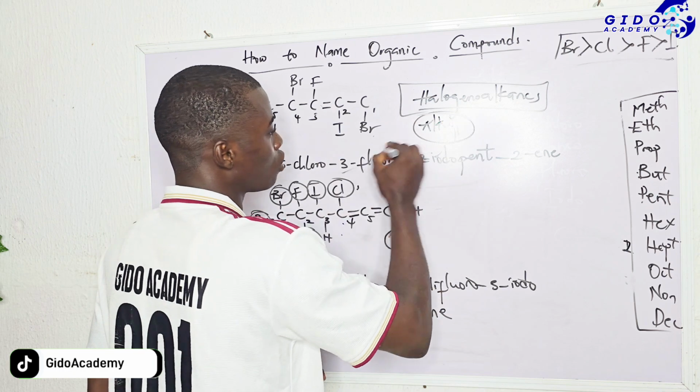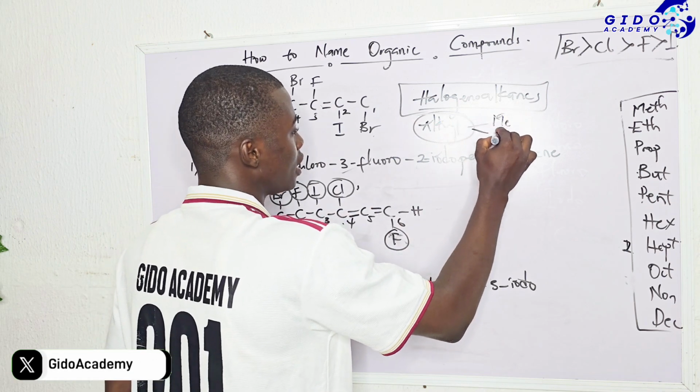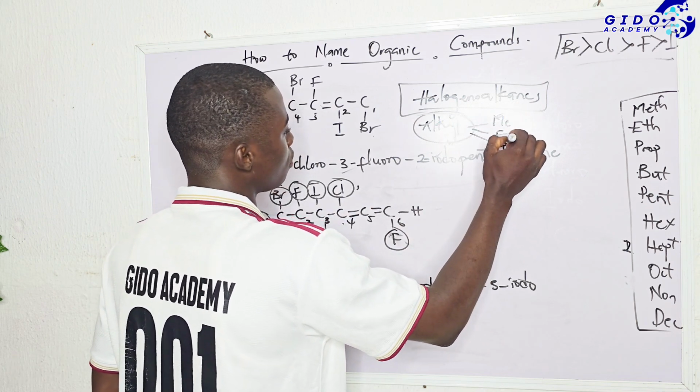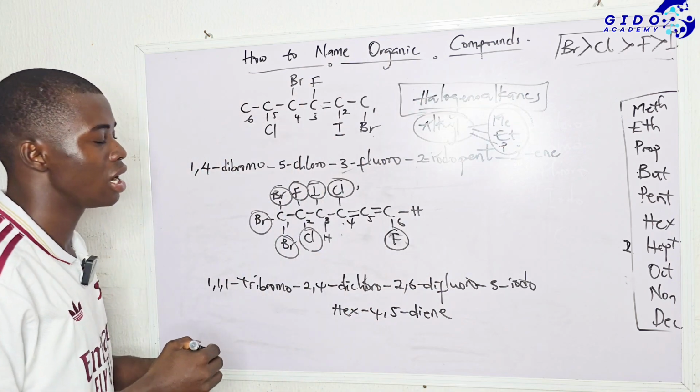In our next video on how to name organic compounds, I'll be talking about how to name the alkyl functional group, talking about the methyl, the ethyl, and the propyl. So I'm going to do all of this in our next video.